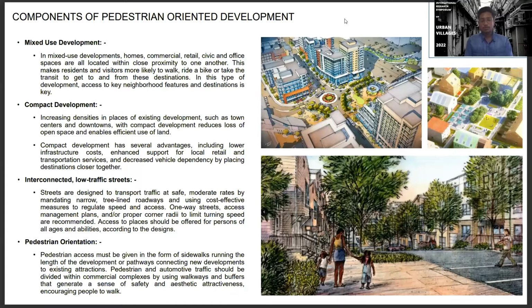Now, interconnected lower-traffic streets. This means that streets are designed for a safe, moderate speed by mandating narrow tree-lined roadways and using cost-effective measures to regulate speed and access. One-way streets, access management plans, and proper corner radii to limit turning speeds are recommended. Now, the fourth component is pedestrian orientation all over. Pedestrian access must be given in the form of sidewalks running the length of the development and pathways connecting new developments to existing attractions.